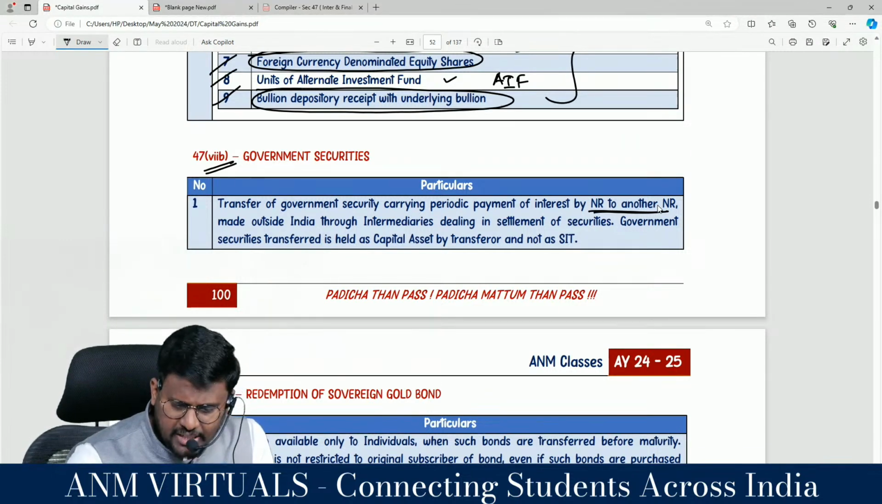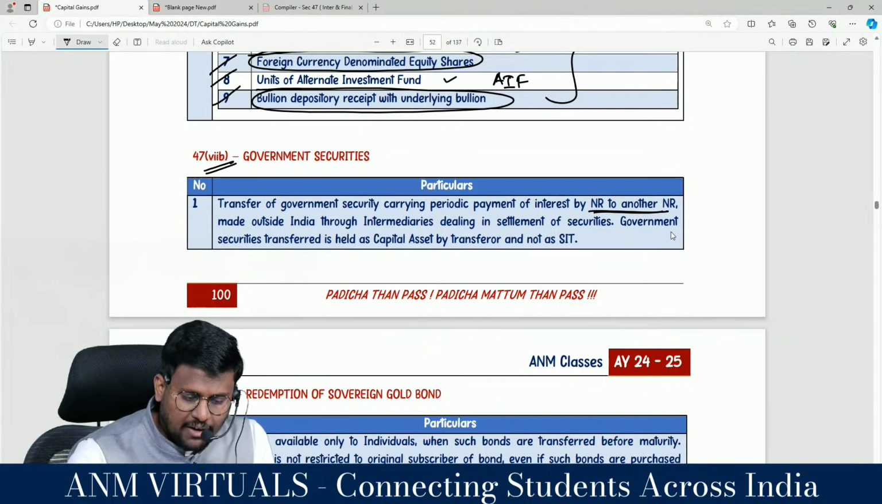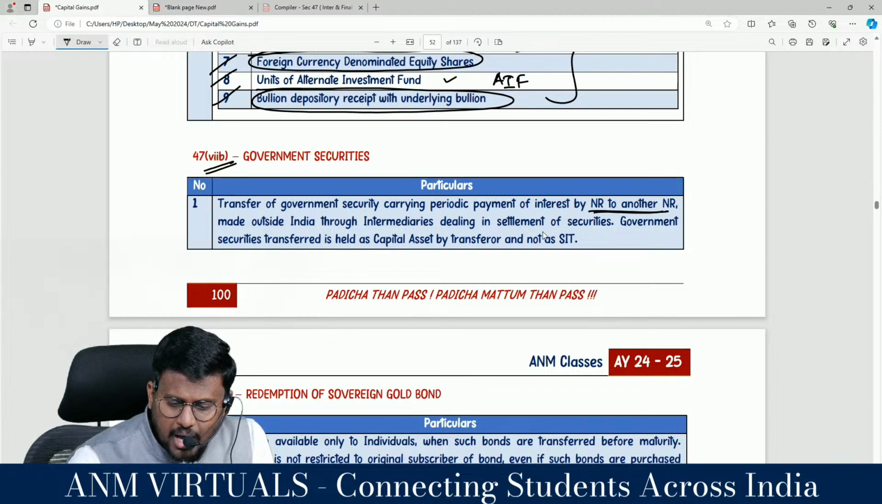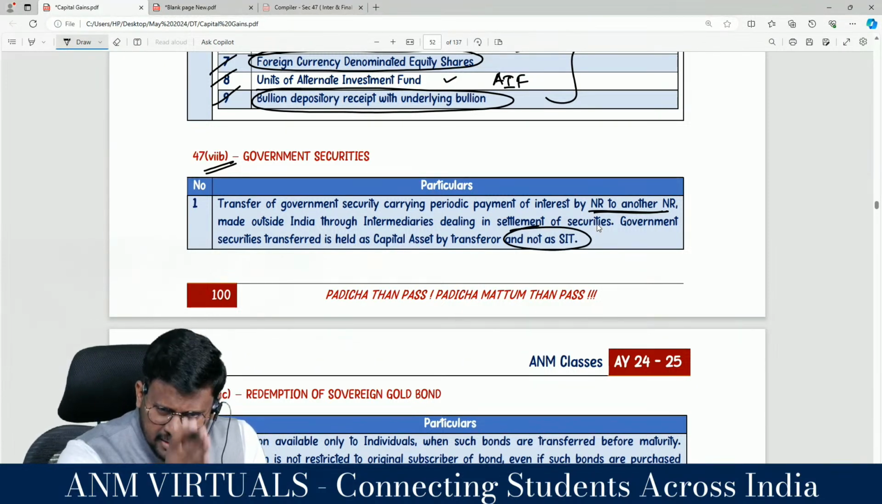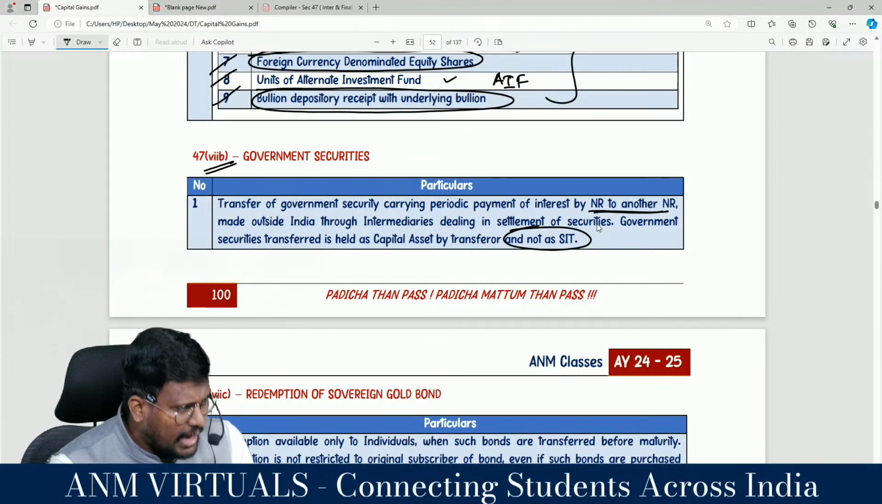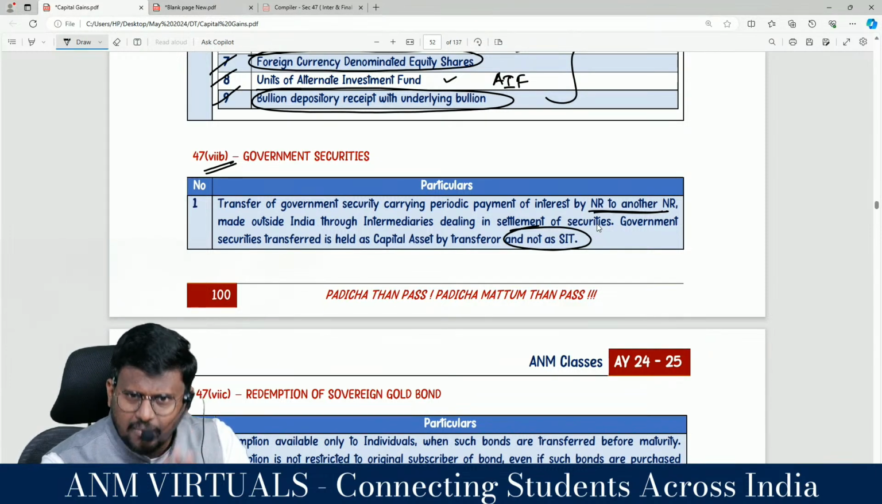Through intermediaries dealing in settlement of securities, government securities transfer held as capital asset by transferor and not as stock in trade. We are talking about capital gain, so the asset must be a capital asset.